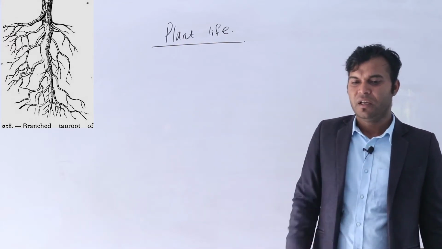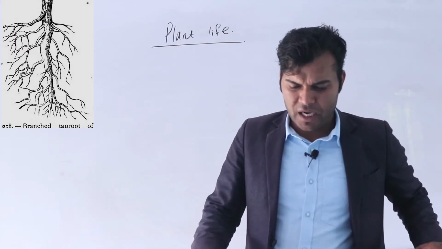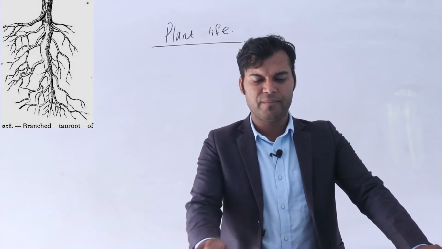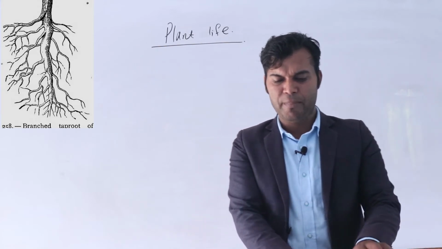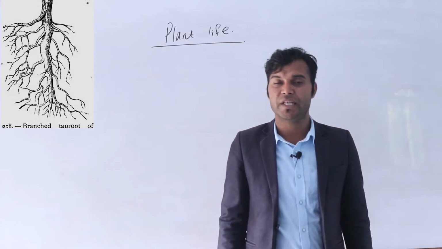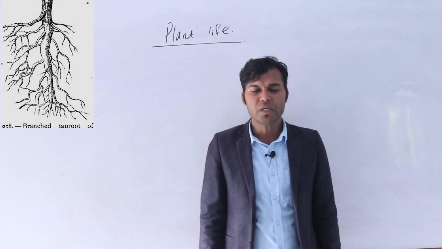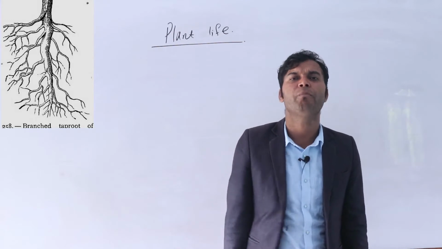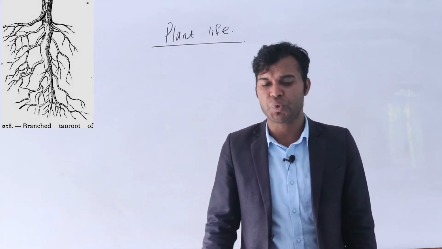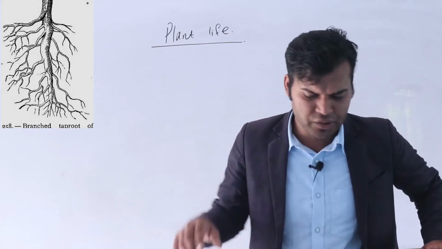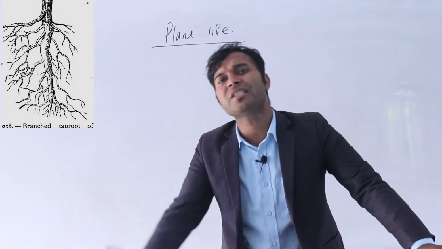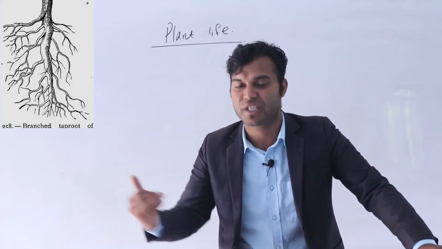Okay. Roots are found at the base of the main stem. Root is a part which mostly grows into the soil. Roots are the main parts of a flowering plant. Root grows continuously in the soil. It grows continuously, isn't it?